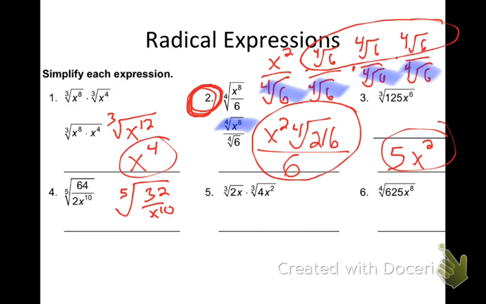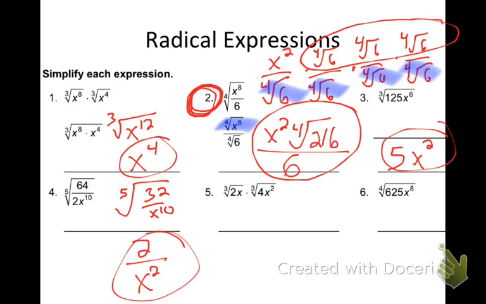Now I can take the 5th root. What's the 5th root of 32? So what times itself 5 times will get me to 32? A lot of times you want to start with low numbers, so I'm just going to give you a hint. 2. Yep, I get 2 over the 5th root of x to the 10th. So what's 10 divided by 5 get me? 2. So I have 2 over x squared. And I'm done there.